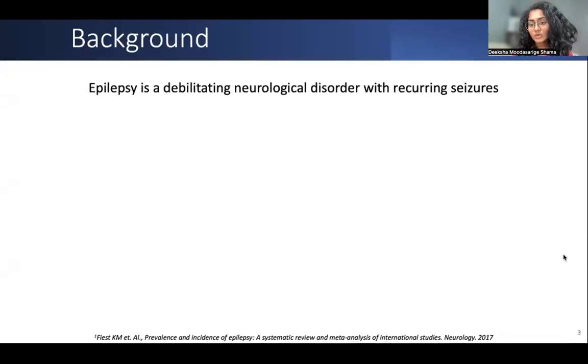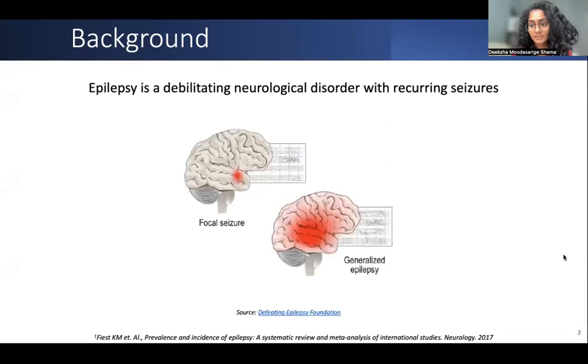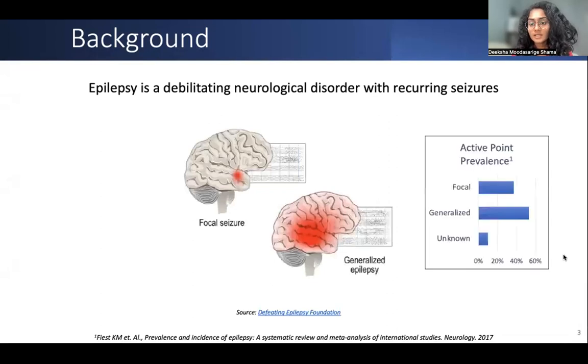Epilepsy is a debilitating neurological disorder characterized by multiple recurring seizures. It is classified into focal and generalized epilepsy depending on seizure onset characteristics. According to a study conducting active point prevalence, 37% of the patients have focal seizure onset. Focal epilepsy is known to have higher risk of sudden death.